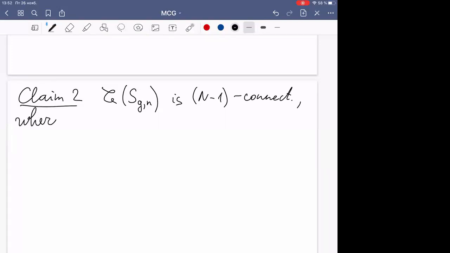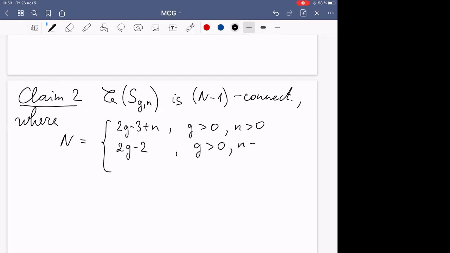where capital N equals 2g minus 2 if g... let us start with another, 2g minus 3 plus 1 if both g and n are positive. It is equal to 2g minus 2 if g is positive and n equals 0, and it is equal to n minus 4 if g is 0.